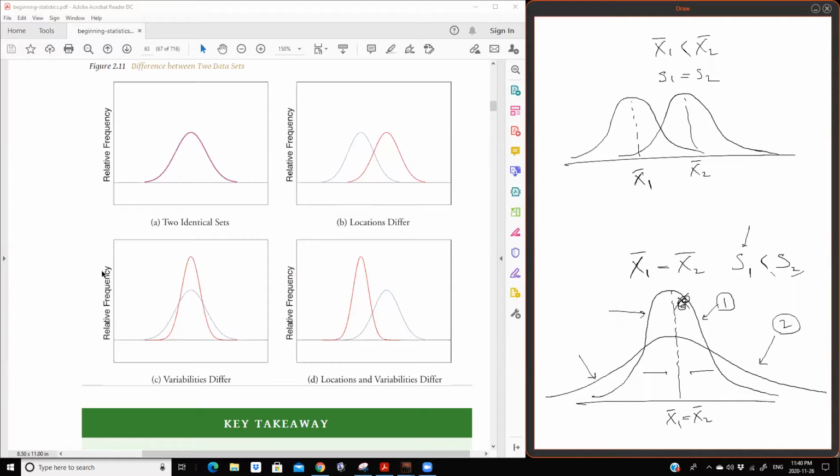And the last one is a situation where the blue one has a bigger variance. It also has a bigger mean. And the red one has a smaller variance. And as a result, it's narrower. It also has a smaller mean. So it's shifted to the left. Are we good?